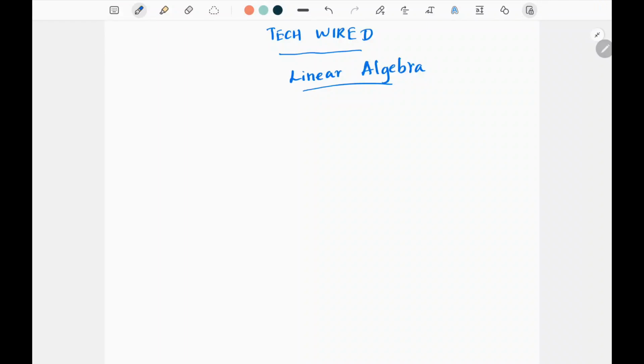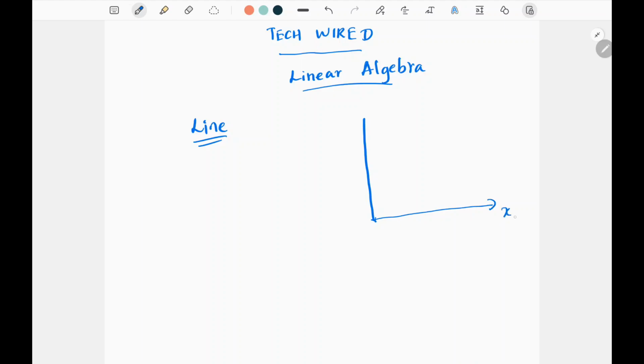In this linear algebra for data science series, we are going to see in this video about the equation of a line and how this equation of a line can be extended into a plane and a hyperplane. And we will see the equation for a plane and a hyperplane as well. First, we will see what is a line.